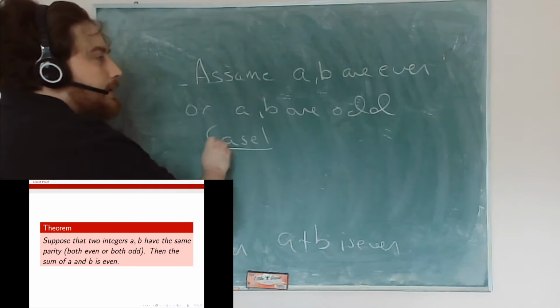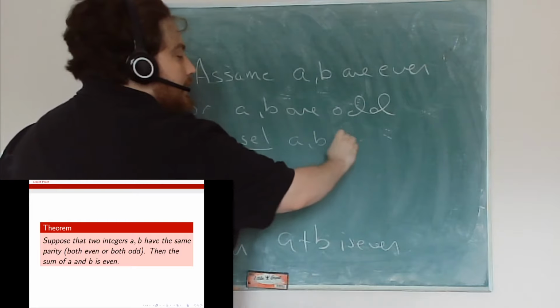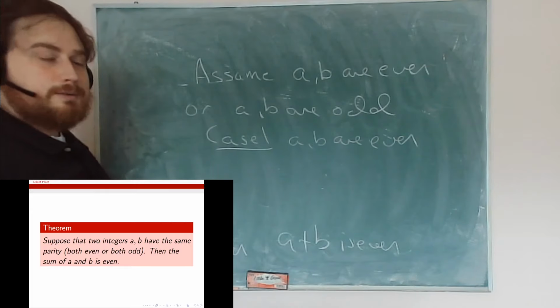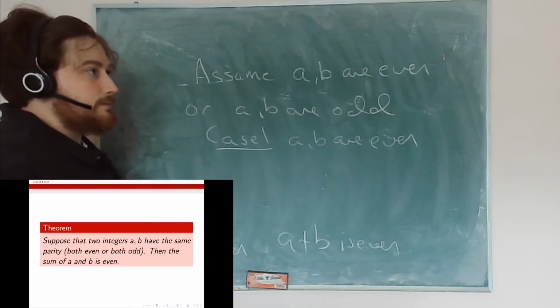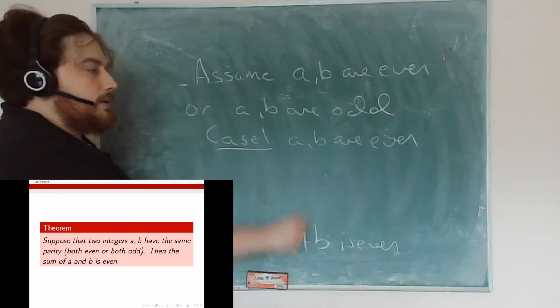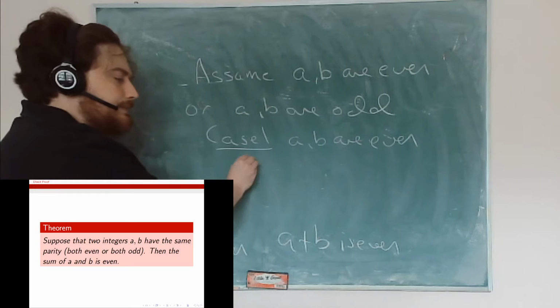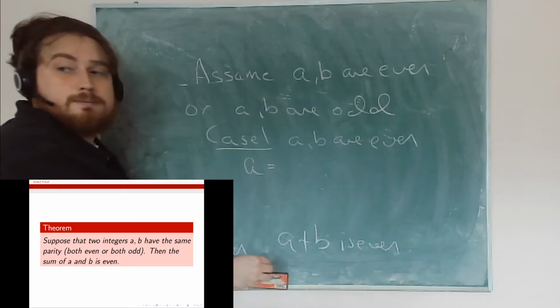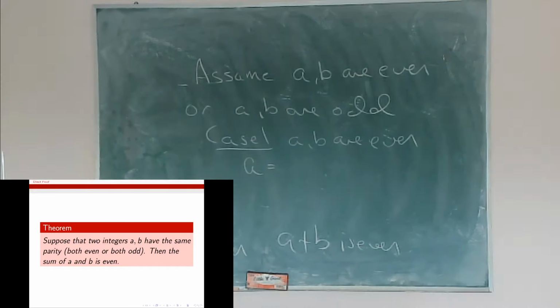So case one, I'm going to say A and B are even. I then have to show that A plus B is even. All right, so now if A is even, what does that mean? Very good. So that means A is divisible by 2 and B is divisible by 2.